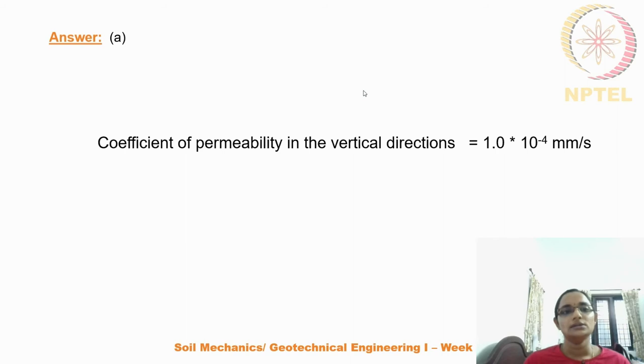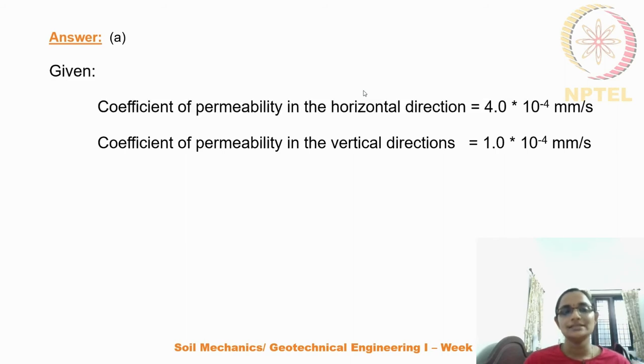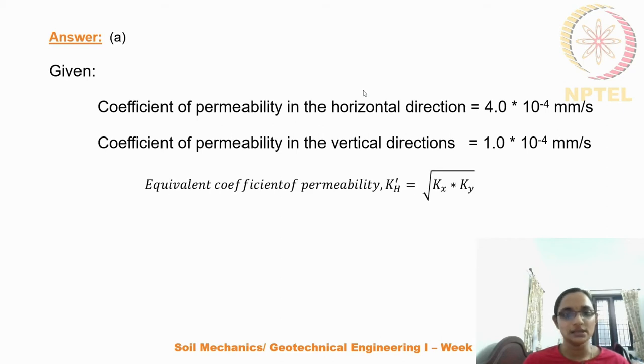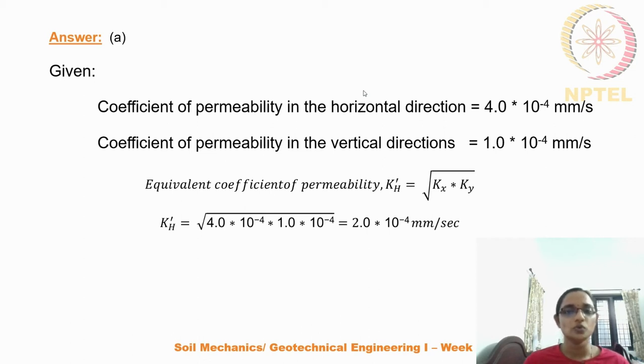Okay, let's see. So the answer is option A. It's given that the coefficient of permeability in the horizontal direction is 4 into 10 raised to minus 4 mm per second, and in the vertical direction is 1 into 10 raised to minus 4 mm per second. Then the equivalent coefficient of permeability is square root of kx ky. That is square root of 4 into 10 raised to minus 4 into 1 into 10 raised to minus 4, which is equal to 2 into 10 raised to minus 4 mm per second.